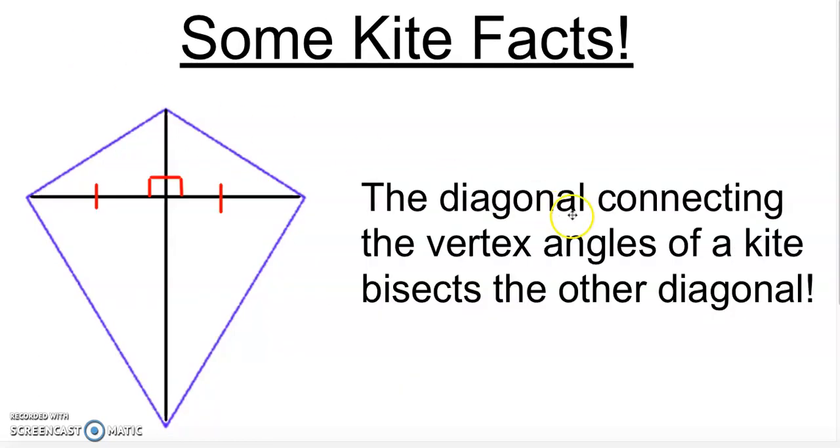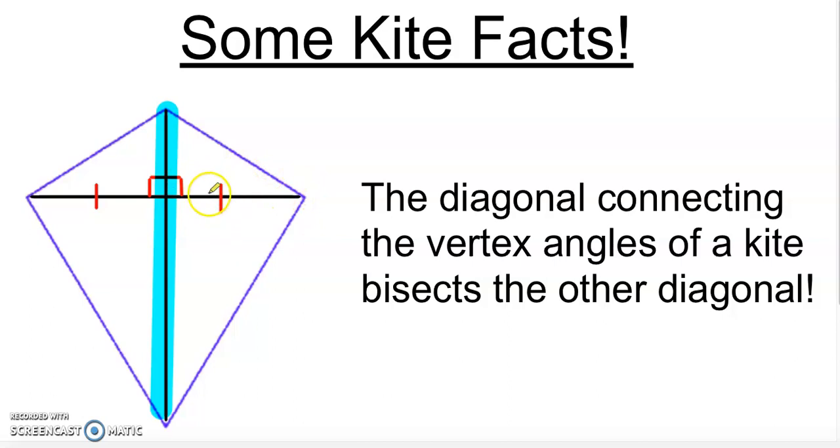Some more kite facts. The diagonal that connects the vertex angles of a kite is the one that does all the work. This diagonal here actually does two important pieces of work that the other diagonal doesn't do. The first piece of work it does is that it splits the other diagonal equally into two congruent segments. So the distance from here to here is equal to the distance from here to here.